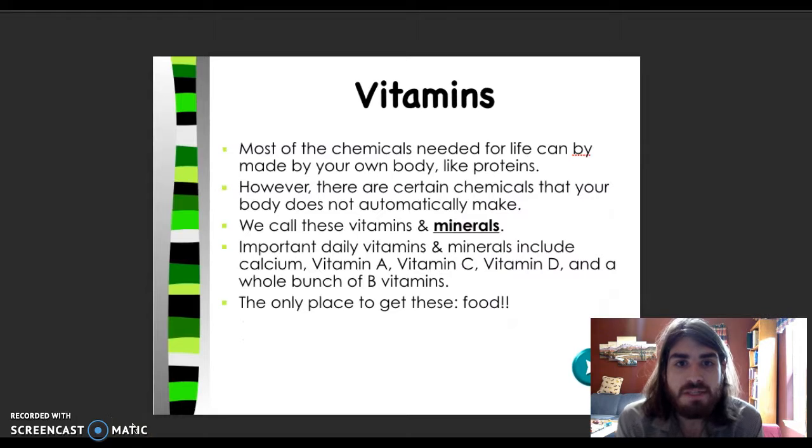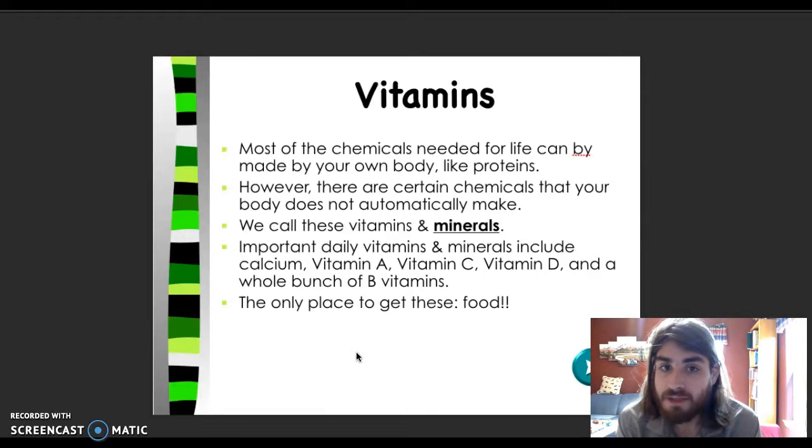Vitamins. Most of the chemicals needed for life can be made by your own body, like proteins. However, there are certain chemicals that your body does not automatically make, and we call these vitamins and minerals. Important daily vitamins and minerals include calcium, vitamin A, vitamin C, vitamin D, and a whole bunch of B vitamins, like B12, B6. And the only place to get these is food. Body doesn't make them. Gotta eat them.